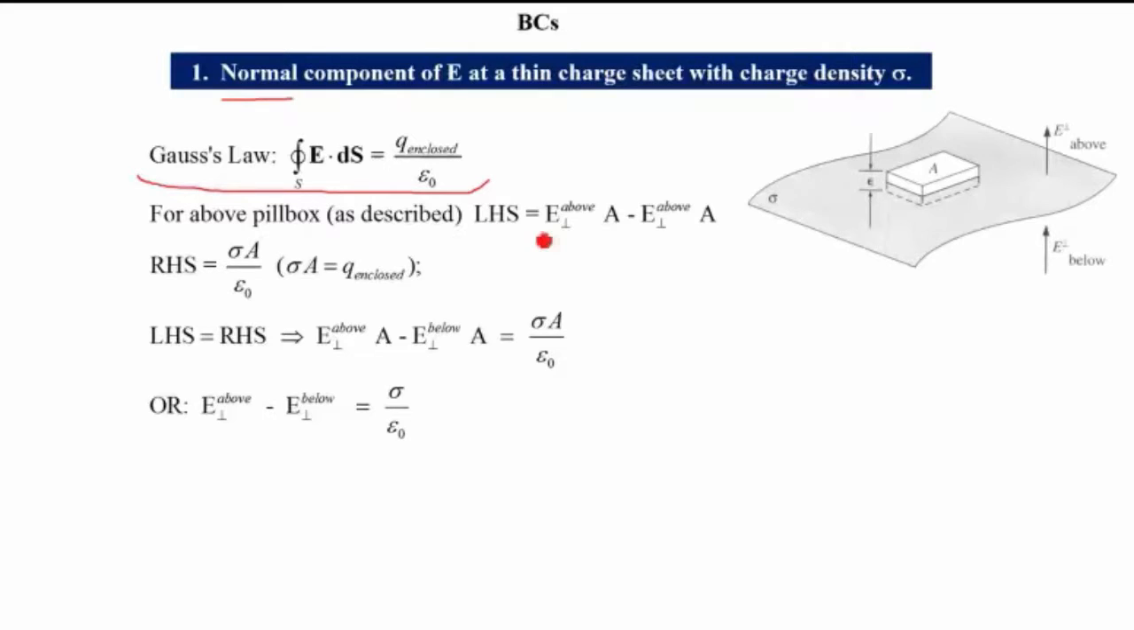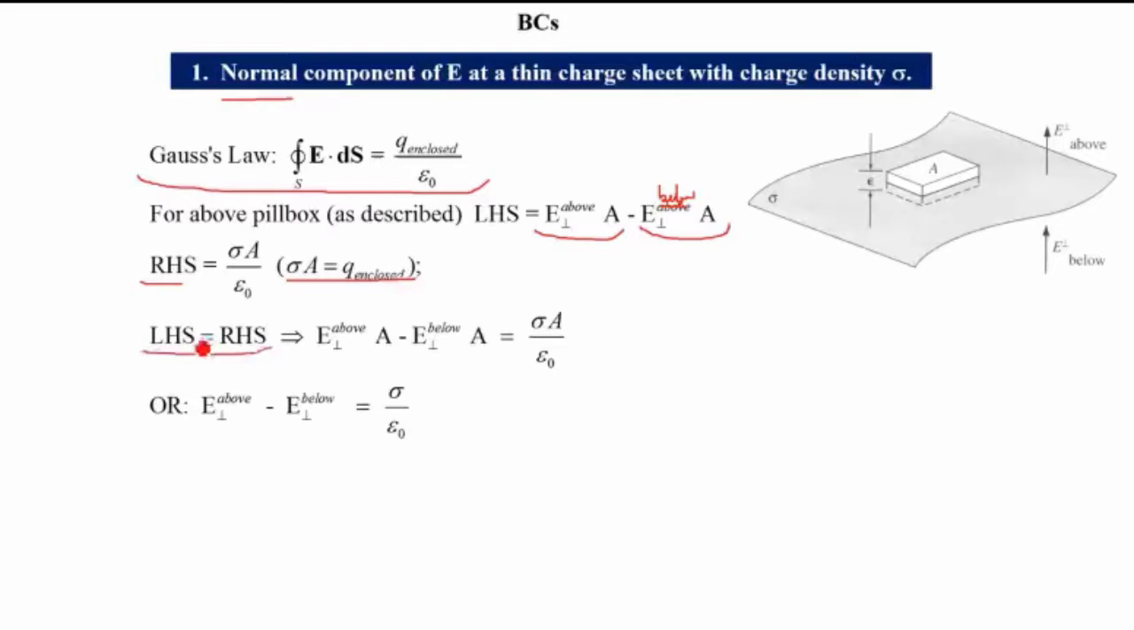Then the left-hand side is very easy because on the top we'll have this term here, the E perpendicular above times A, and then the other one, because the normal vector points in the opposite direction, will be E perpendicular below times A. We can then look at the right-hand side, which is the enclosed charge, which would be sigma times the area, which would give us a Q, divided by epsilon naught. So here's the condition for sigma A equals Q enclosed.